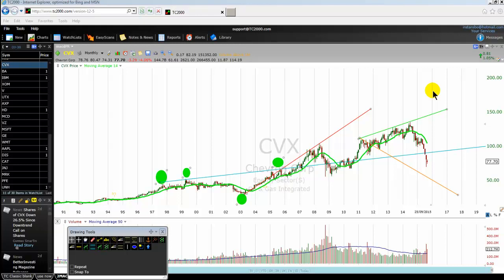A technical trader is using a trend line like never seen before.